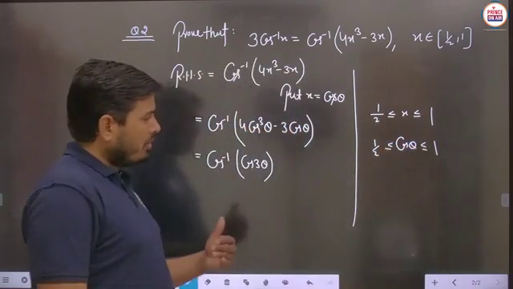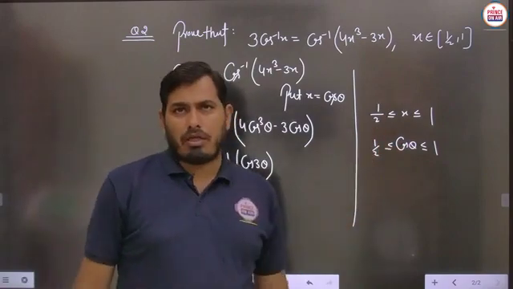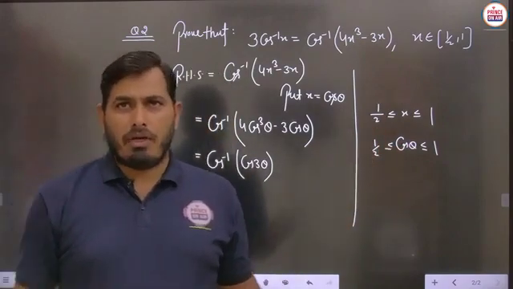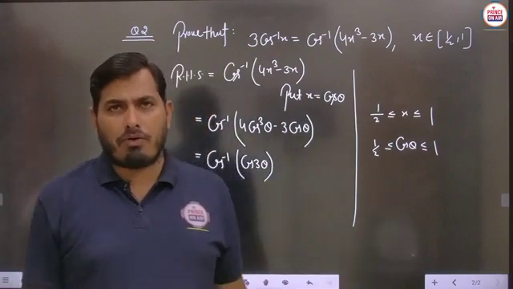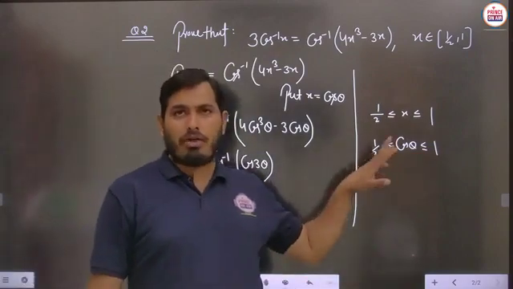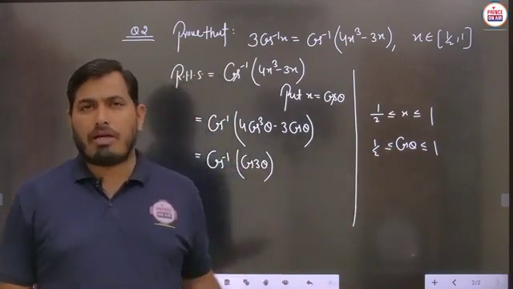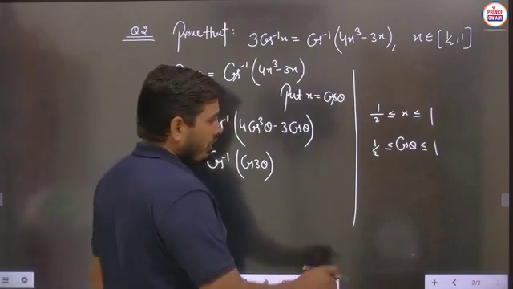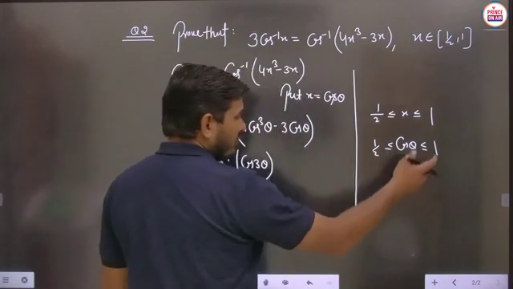Now students, this function is cos theta, and cos is a decreasing function. Whenever we calculate theta from a decreasing function in such an inequality, the sign of inequality will change. Is it clear? So the value 1 by 2 will give pi by 3, and the value 1 will give 0.